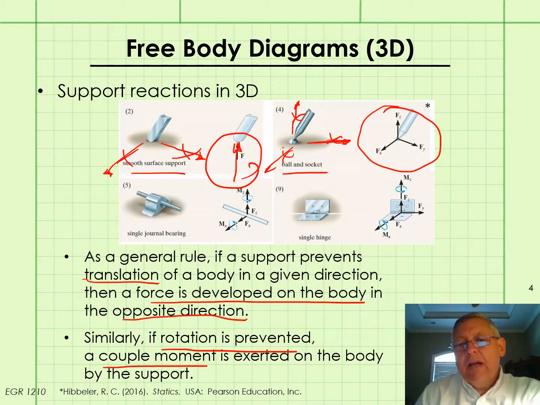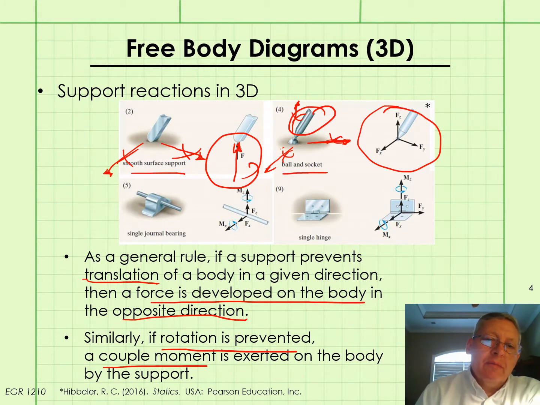And it is not preventing rotation about any of the three axes. In other words, with this ball joint, the body here can rotate about any of the three axes without restriction. So I'm not going to show any of the three moment reactions on the rigid body.